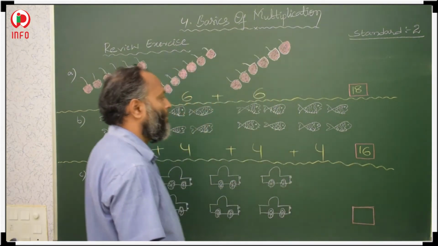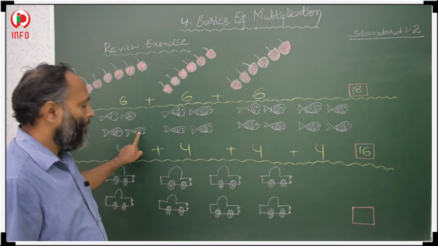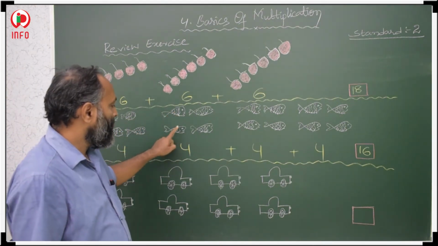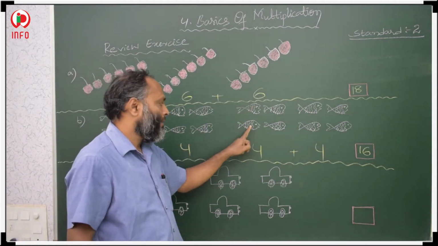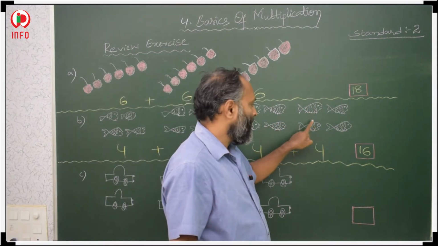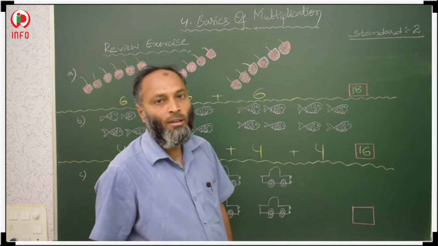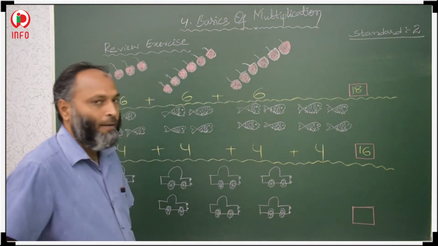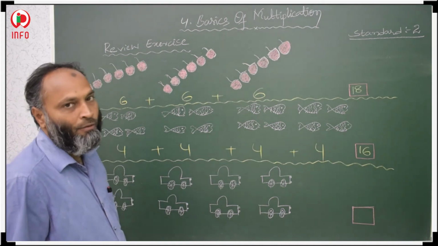Now we count the number of fishes. All fishes 1, 2, 3, 4, 5, 6, 7, 8, 9, 10, 11, 12, 13, 14, 15, 16. Total 16 fishes. Now here, in the third question, some cards were given, an equal number of cards were given.